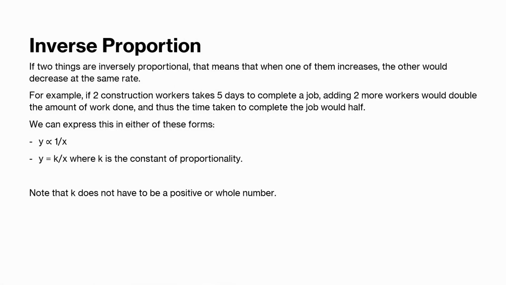Now let's take a look at the other type of proportion, inverse proportion. If two things are inversely proportional, that means that when one of them increases, the other would decrease at the same rate. For example, if two construction workers take 5 days to complete a job, adding 2 more workers would double the amount of work done. Therefore, the time to complete the job would be halved.